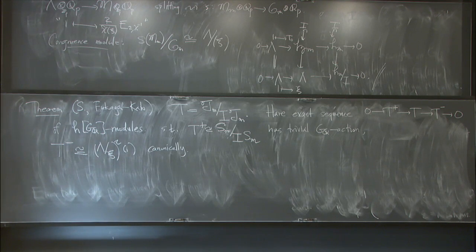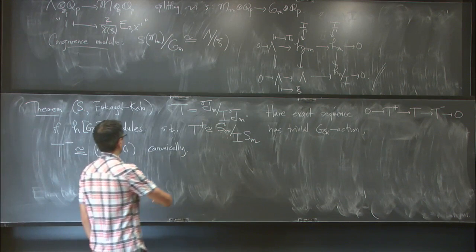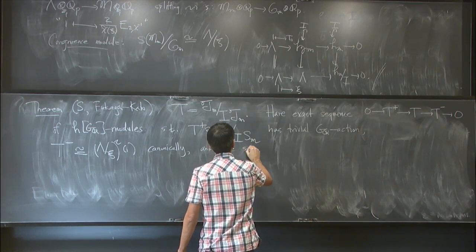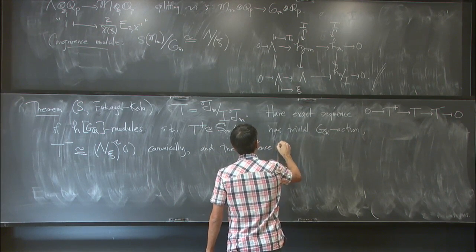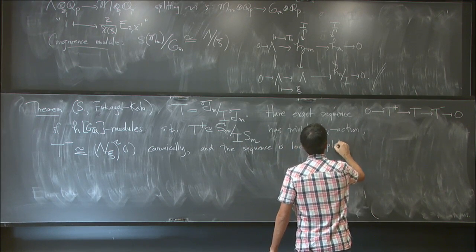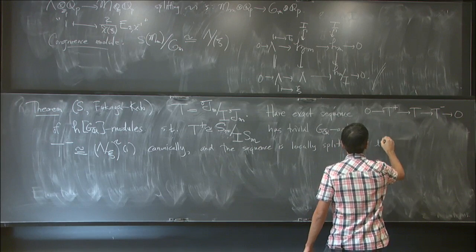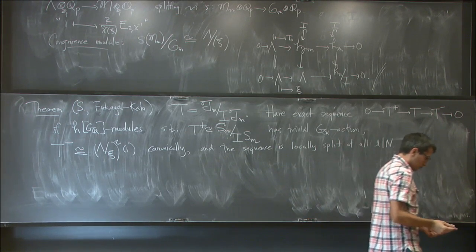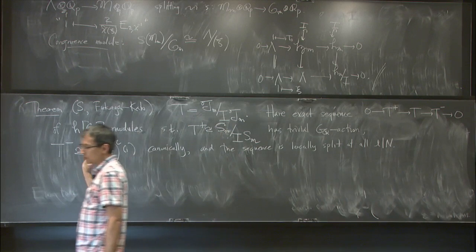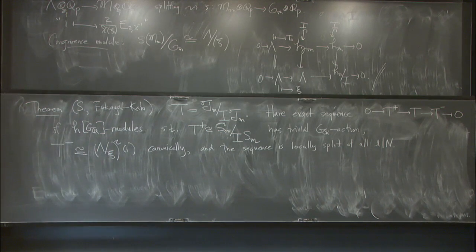OK, so that's useful. And moreover, the sequence is locally split, or even canonically locally split at all L dividing n. And the fact that it's split at primes not equal to p falls out really quite easily. It's really p where you have to worry, especially because of the assumptions I made of primitivity of the character. It falls out immediately that the sequence is locally split at other primes.